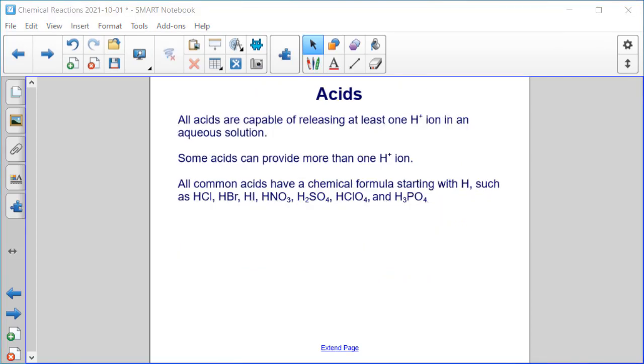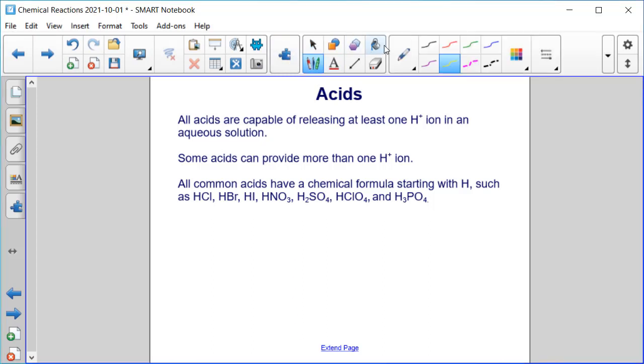Let's spend a couple of slides now talking more about acids in detail. Acids are capable of releasing at least one hydrogen ion in aqueous solution. Remember that means dissolved in water. There are some acids that can provide more than one, and we can recognize acids from their chemical formula because all common acids have a chemical formula starting with H.